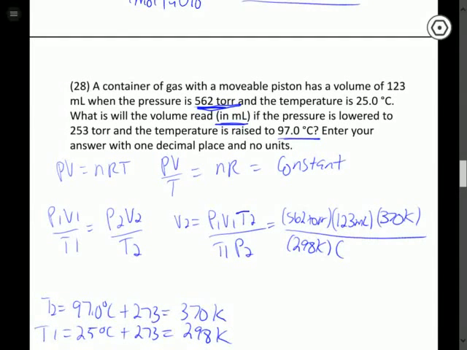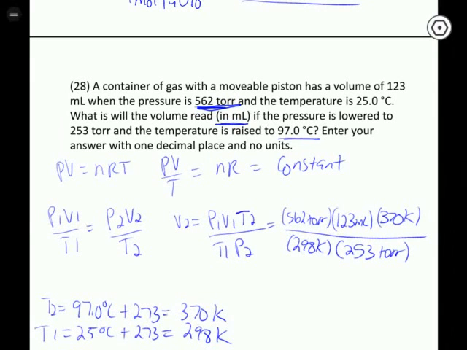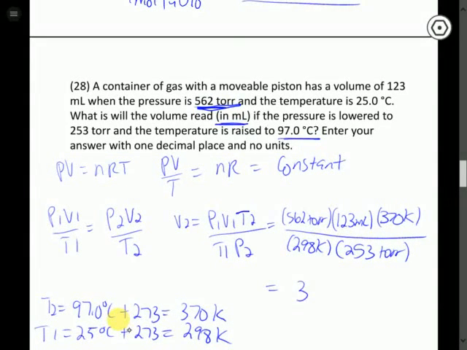And then our second pressure, P2, we said the pressure is lowered to 253 torr. All right, so we have a combined change in pressure and temperature. We calculate this out to find the final volume, and we get 339 milliliters.